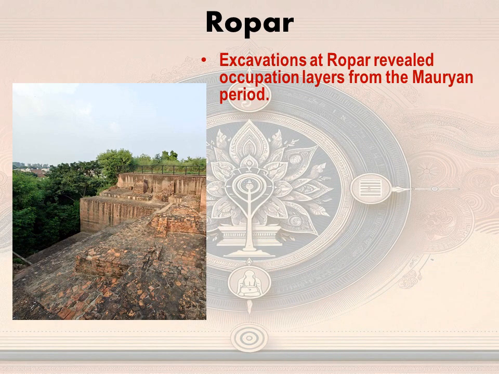Ropar. Ropar is another important site of the Mauryan period, and excavations at Ropar revealed occupation layers from the Mauryan period. Here, Ropar is also an important Harappan site. That does not mean that it was reserved for Harappan features only. Later on, during the Mauryan times, people also resided in this place, and hence we get Mauryan features.